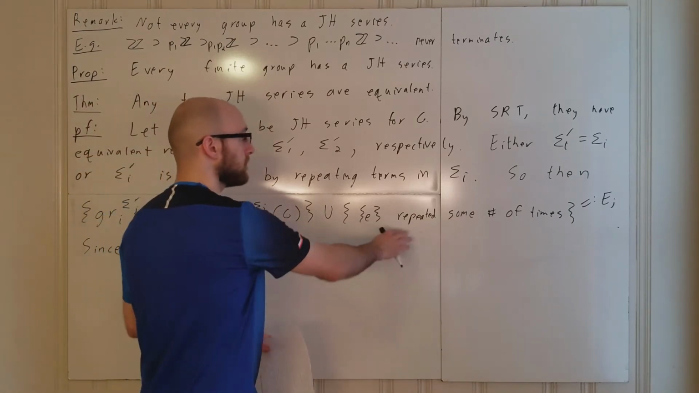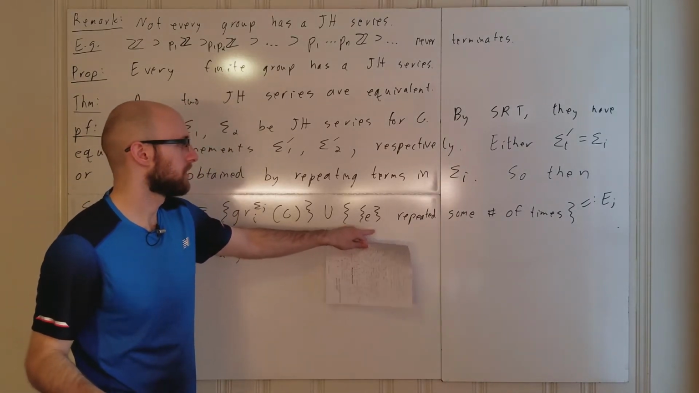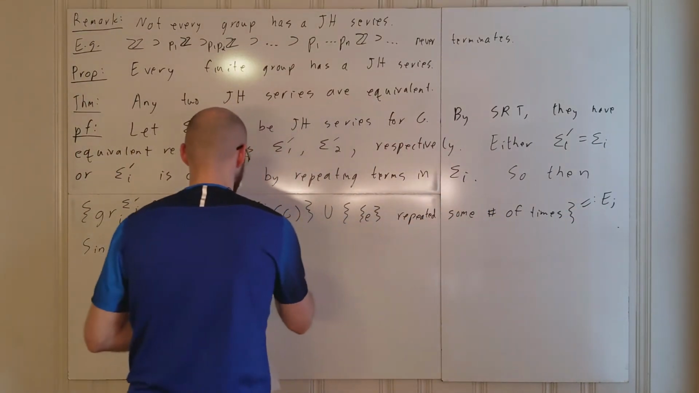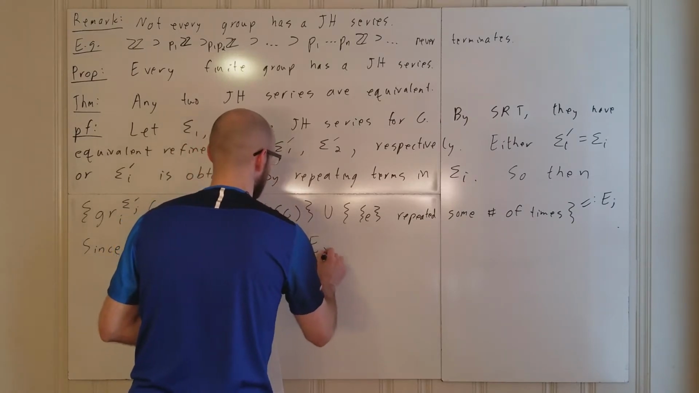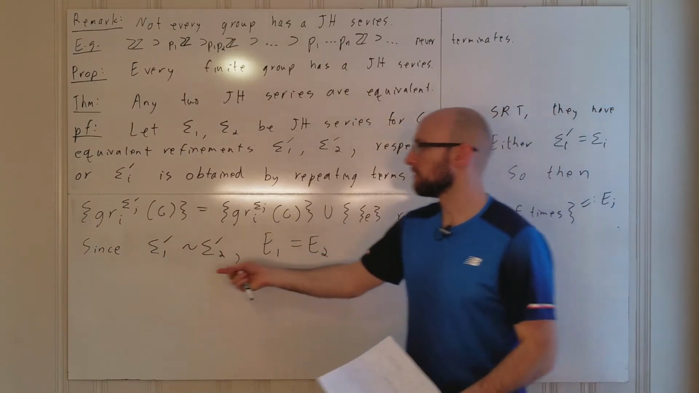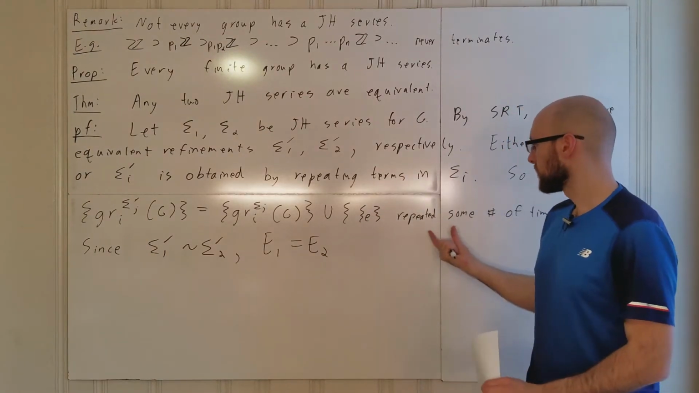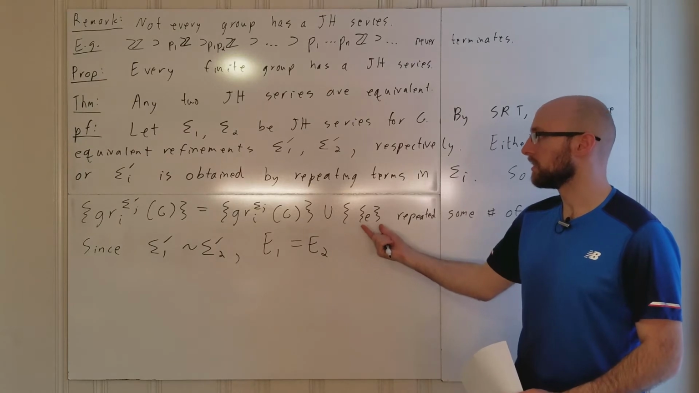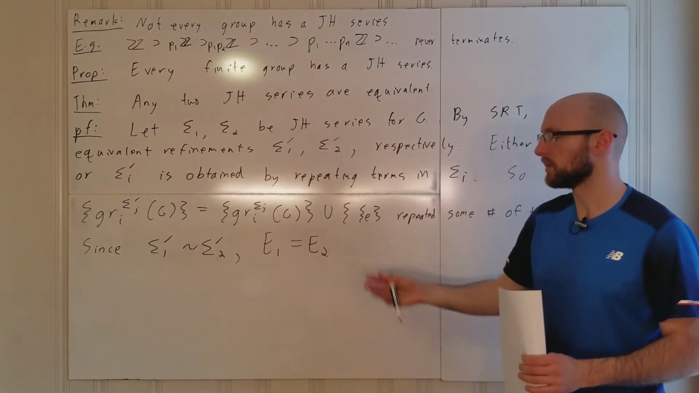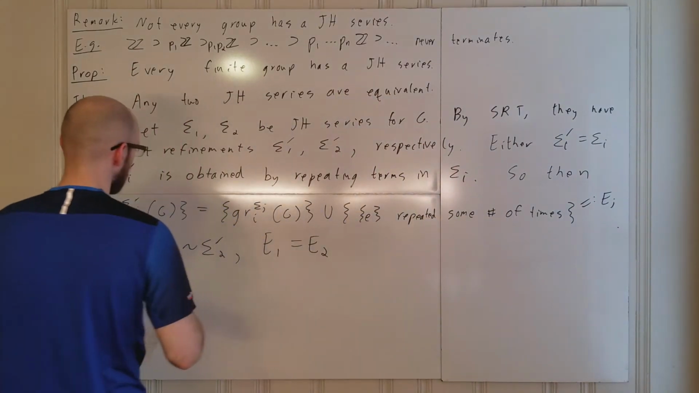So if e_j is the number of times that the identity appears in the graded pieces, so yeah, that's e_j. Then e_1 has to be equal to e_2, because we have a bijective, one-to-one correspondence between the graded pieces of sigma 1 prime and sigma 2 prime. So every time the identity appears in sigma 1 prime, it's also going to appear in sigma 2 prime, and vice versa. So the number of times it appears has to be equal in both cases.